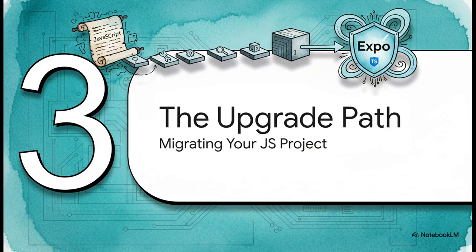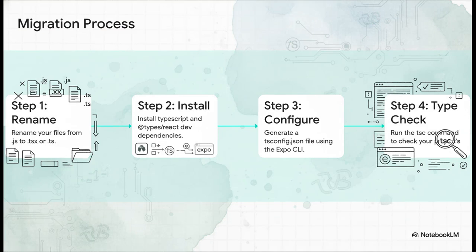All right, now for the part I know a lot of you are here for, the upgrade path. What if you've already got an app built with JavaScript? Don't sweat it. You absolutely do not have to start from scratch. Expo gives us a really clear, step-by-step way to migrate. The whole process really just boils down to these 4 main steps. We're going to rename our files, install a couple of new dev dependencies, generate our TypeScript config file, and then actually start checking our code. Let's walk through each one.